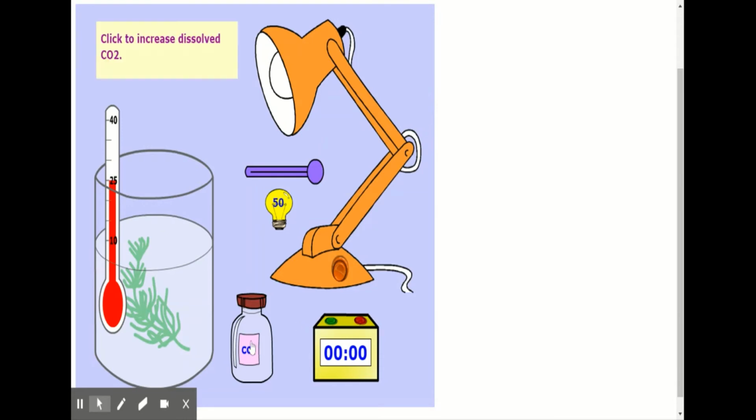When you're ready to change the concentration of carbon dioxide to high, just click on the carbon dioxide bottle and you'll see that the amount of carbon dioxide in here will decrease because we'll increase the concentration in here. And you should see the bubbles being produced more quickly. And then you start the clock and count 1, 2, 3, 4, 5, and count the number of bubbles in a minute and fill in your results in the table. So that is for carbon dioxide concentration.